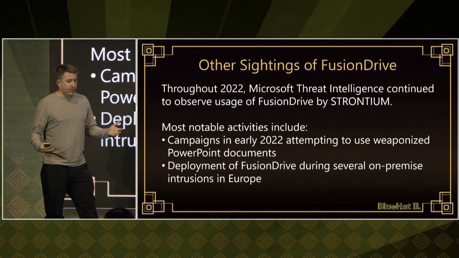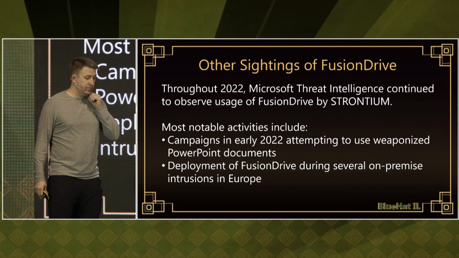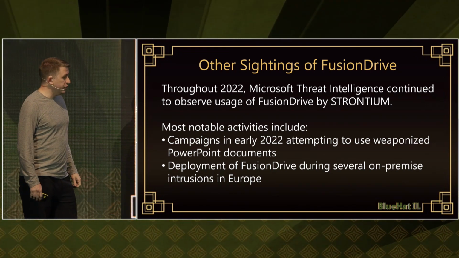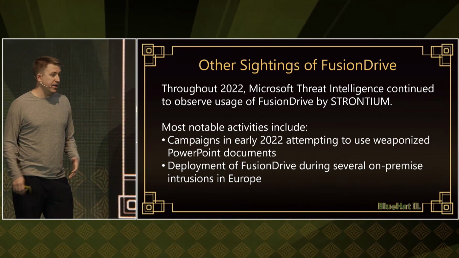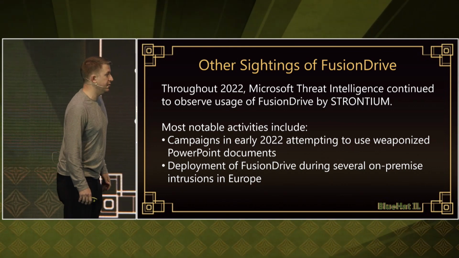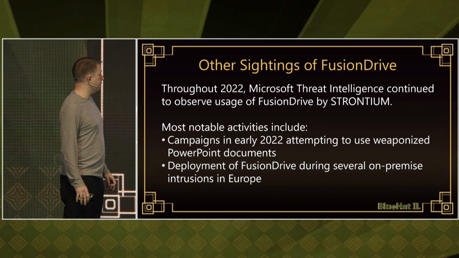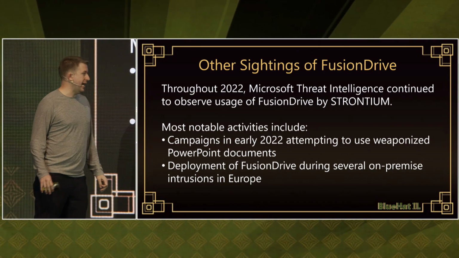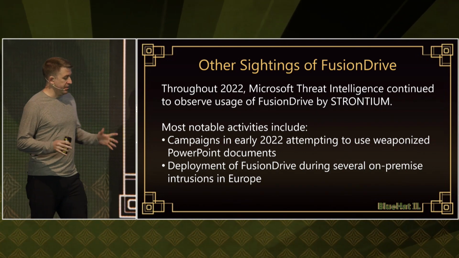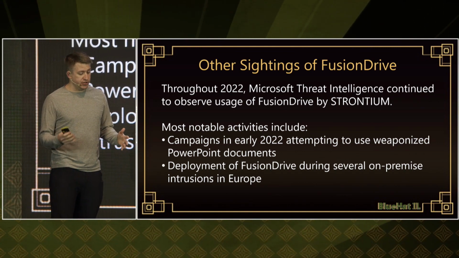Before we do that, we saw a lot more FusionDrive. It wasn't just in 2021. We saw this used in 2022. Most notably, in early 2022, we saw another campaign using Office documents. In this case, it was PowerPoint documents, attempting to exploit a slightly modified version of CVE 2021-40444. At this time, it's pretty well patched. We don't assess that this was overly successful. However, it was interesting to see them continue to try to use that.